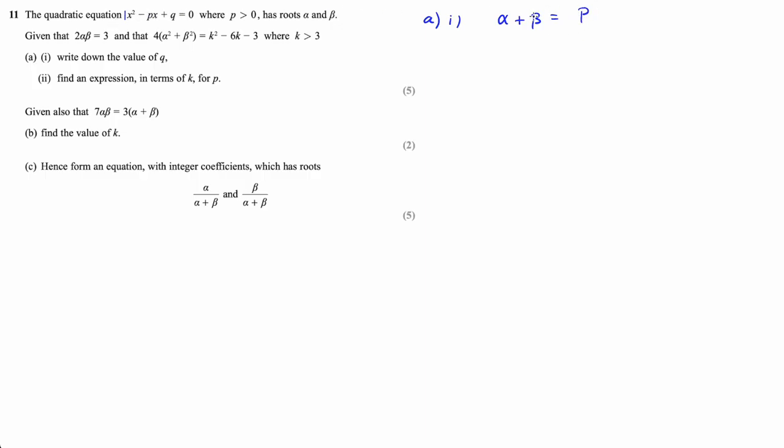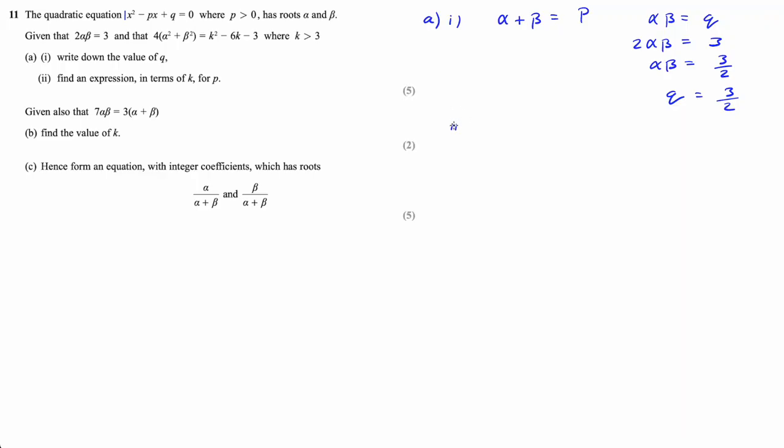So alpha plus beta equals p, and alpha beta is equal to c over a, if you like, or q in this case, because it's q over 1. So alpha beta equals q. He tells us 2 alpha beta is 3. So alpha beta is 3 over 2, which means q is 3 over 2. Okay, so that's part I.